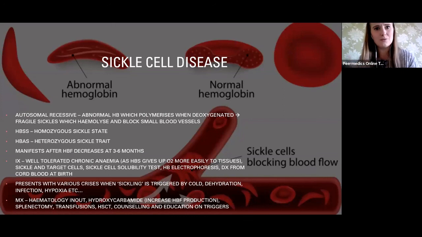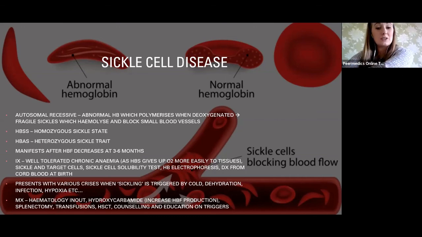It reduces the risk of the crises. It doesn't completely cut it out, but it cuts it down, because they can sustain themselves on this HbF a bit better. Consider splenectomy. Transfusions are probably going to be needed quite a few times, particularly if they're having crises. Consider stem cell transplant, but again, there are a lot of high risks to it.